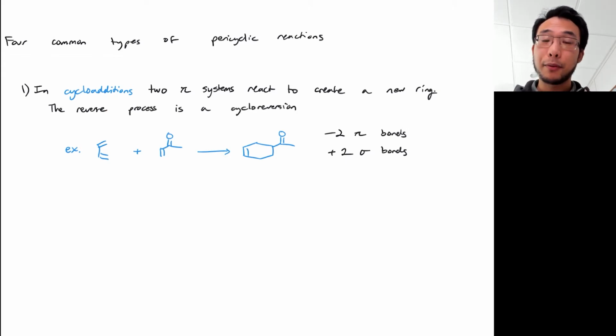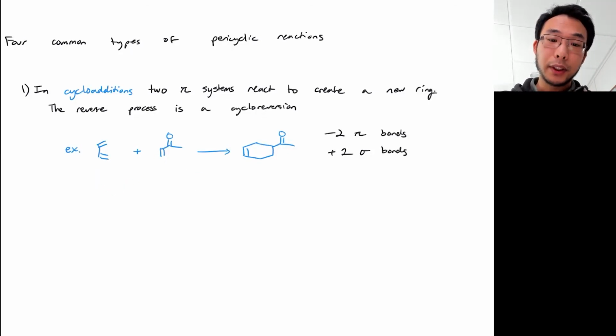In this type of reaction, we have 2 pi systems reacting together to create a new ring. When I say that we can do a pericyclic reaction in one direction, that's always leaving open the fact that you can do the pericyclic reaction in the other direction. So here we would call it a cycloreversion. In my example, I have a cycloaddition going from left to right. And if we were to do the cycloreversion, we would go from right to left.